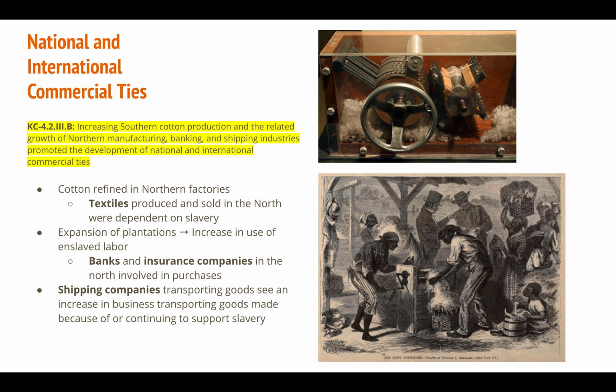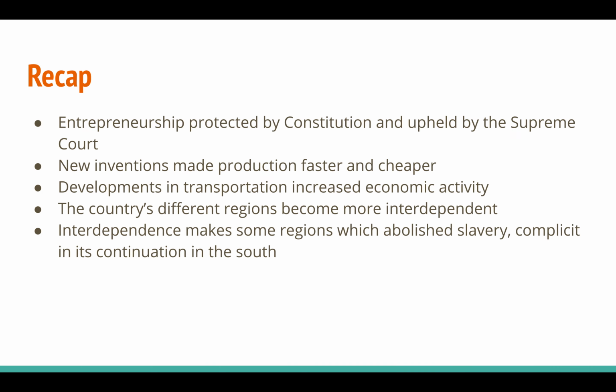All right, finally, for a recap: entrepreneurship was protected by the Constitution and upheld by the Supreme Court, leading to this market revolution, the creation of a market economy. New inventions made production faster and cheaper. There were developments in transportation that increased economic activity. The country's different regions, the North, South, and the West, are becoming more interdependent. And finally, that interdependence makes some regions which had already abolished slavery complicit in its continuation in the South.